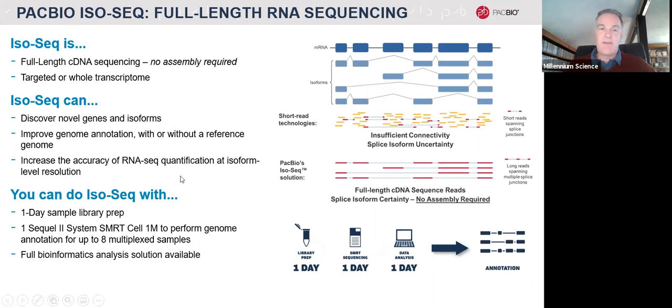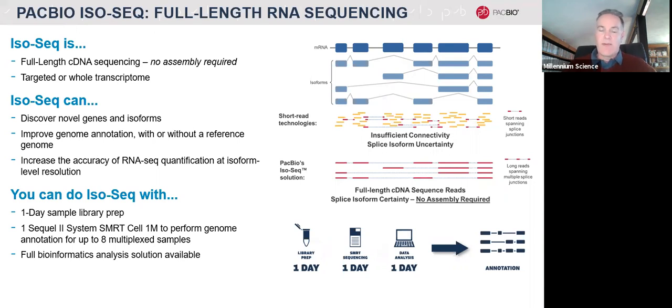So ISO-Seq is full-length cDNA sequencing, so there's no assembly required. You get absolutely all the information. It can be targeted if you've got a capture system, or you can do whole transcriptome, entirely up to you. And the power of it, as I said, is because you see everything, you see all the splice variants, you can discover previously unknown splice variants and isoforms that haven't been identified before.